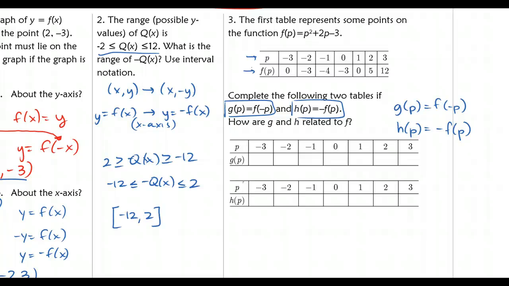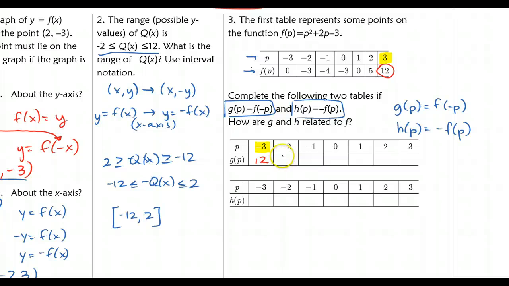Okay, so let's fill out this table. So, looking at our rule here, g of p is equal to f of -p. So that means when I know that p is -3, I actually want to look back here at the opposite of p, which is going to be 3. And I look here, and f of p is equal to 12, so g of p should equal 12. So you're looking for the opposite in f of p, basically.